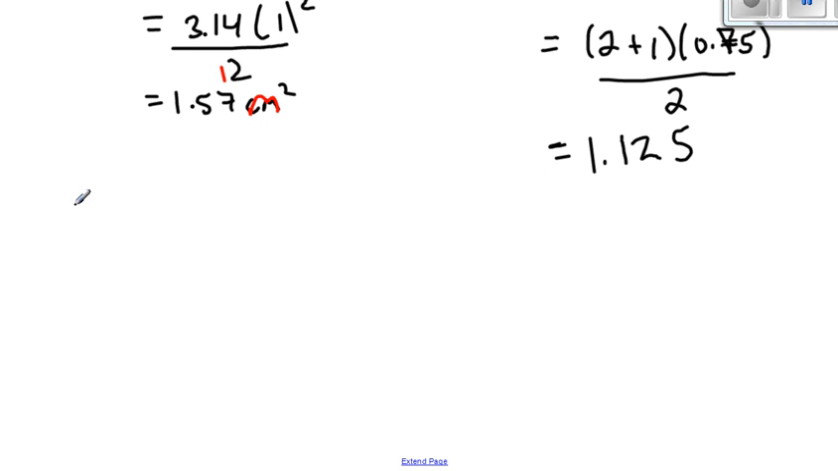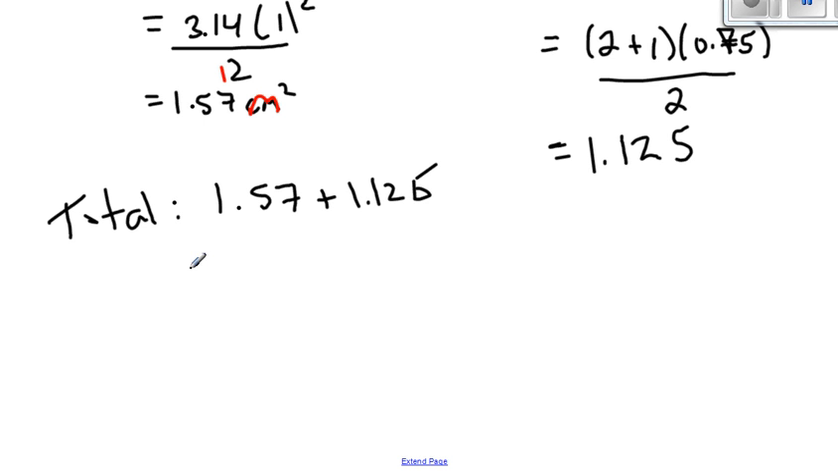And therefore the total area would be the sum of these two things, 1.57 plus 1.125. If I add those together in my calculator and then round to one decimal place, I get 2.7 square meters.